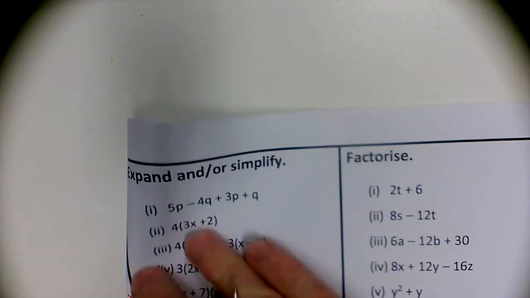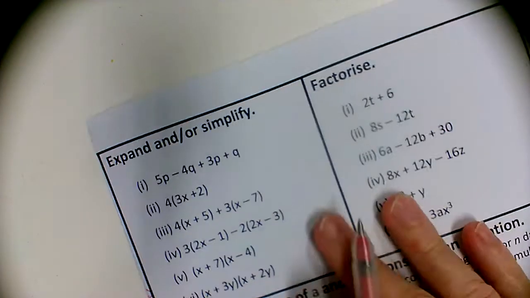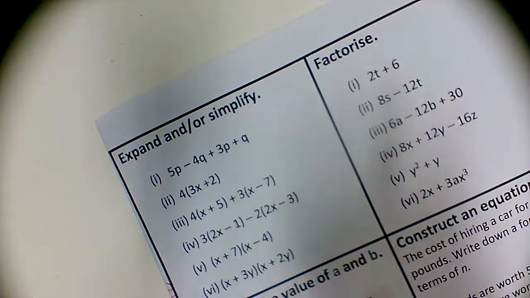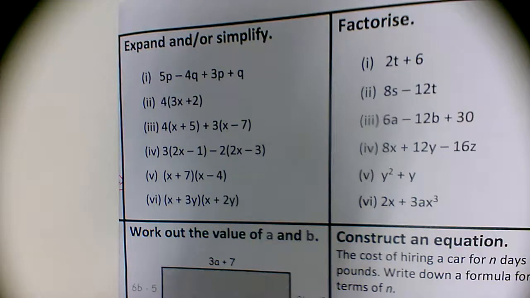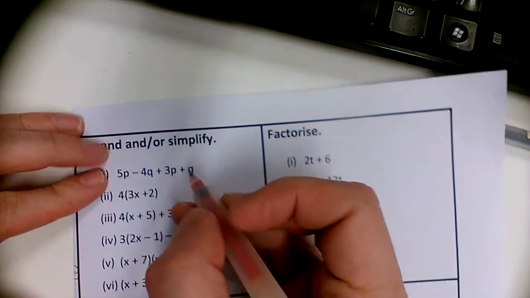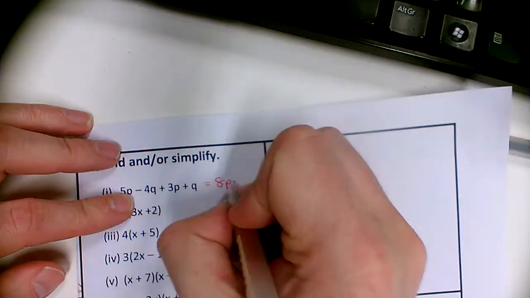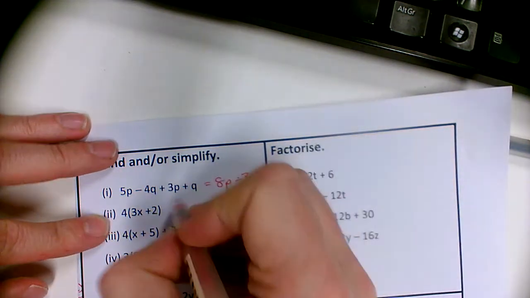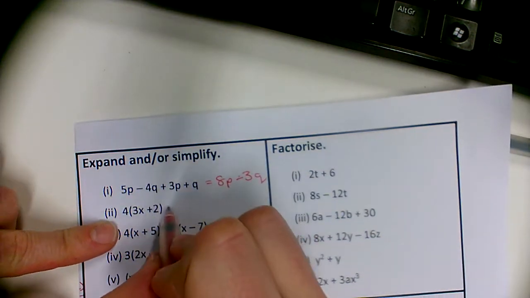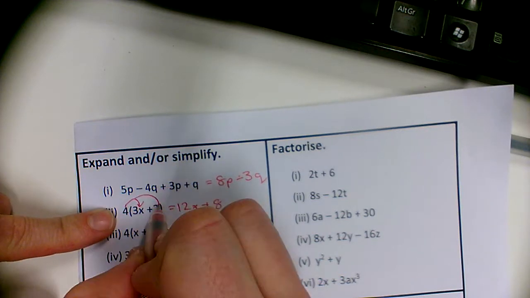All right, I'll fold this piece of paper in half so we can get the second half of the sheet nice and easily. Okay, so expand and simplify. If I rotate the camera, that makes it easier for me to write. There we go. So we've got 5p plus 3p, that's 8p, negative 4q plus q, negative 3q. The next one is expanding, so that's 12x plus 8, everything multiplied by 4.